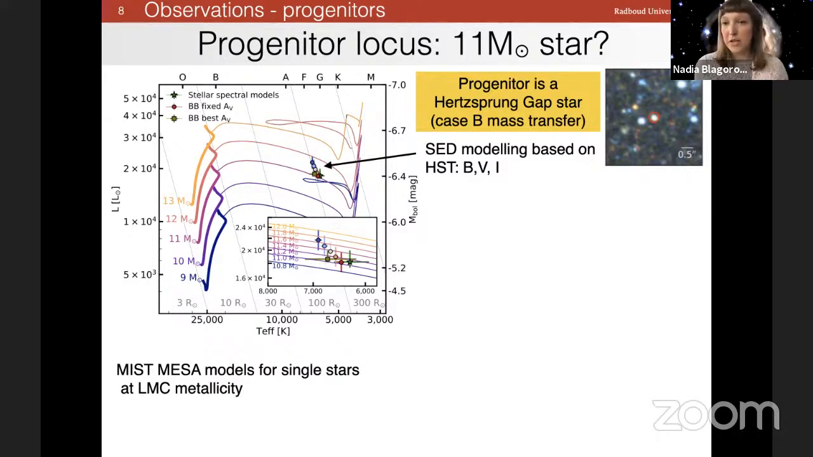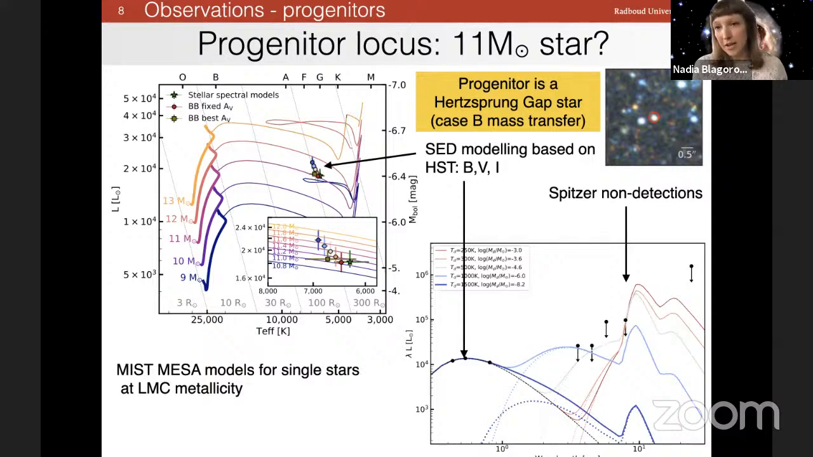We also can use the mid-infrared non-detections that we had before the outburst to put a constraint on how much dust or how much mass there was around the system at the point of the progenitor. And we actually see that we can put very tight constraints, especially for warmer dust. We can see there was not much mass around that progenitor up to 13 years before the outburst happened. However, this was a binary, right?